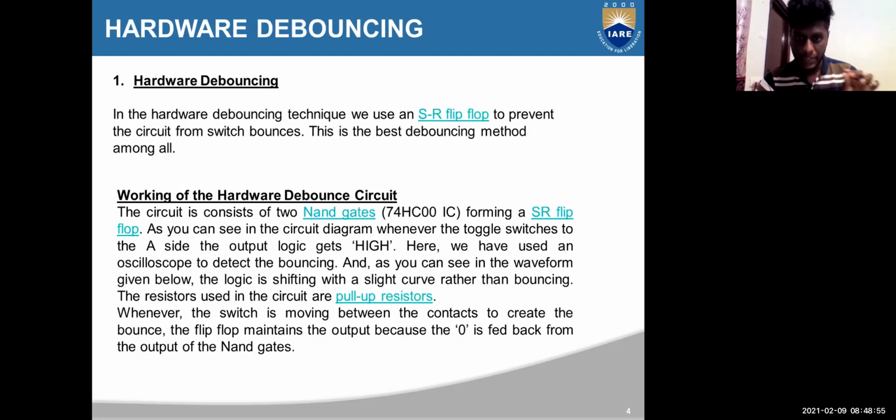Hardware debouncing is the best method among all, where we use the SR flip-flop to prevent the circuit from switch bouncing. For the working of hardware debouncing, we form an SR flip-flop and use pull-up resistors. When the switch is moving between the contacts to create a bounce, the output maintains 0. This is about the hardware debouncing.